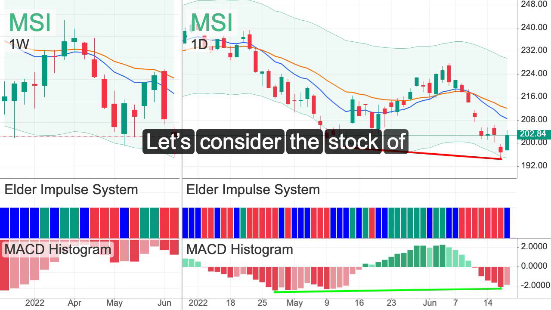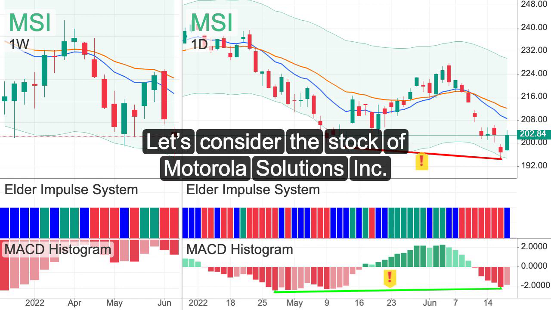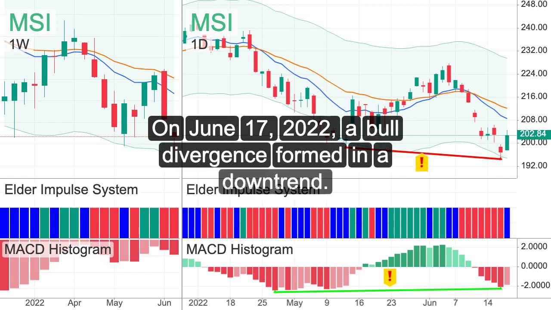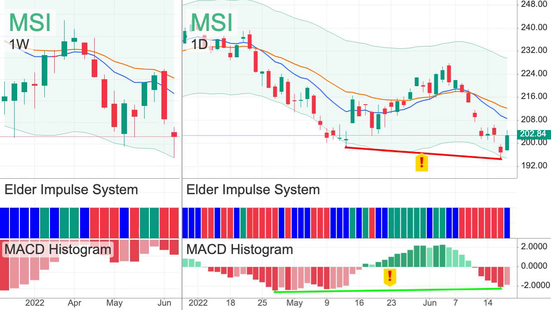Let's consider the stock of Motorola Solutions Inc. On June 17, 2022, a bull divergence formed in a downtrend. This is a strong buy signal. There is a first light bar on the histogram. Are you ready to submit a buy order?